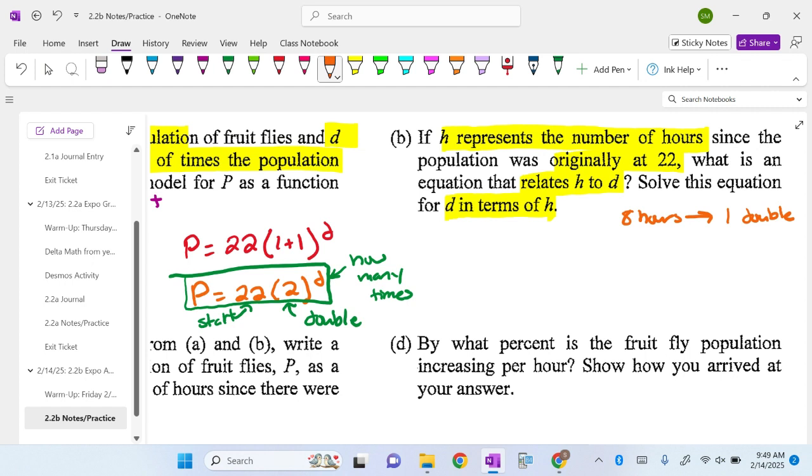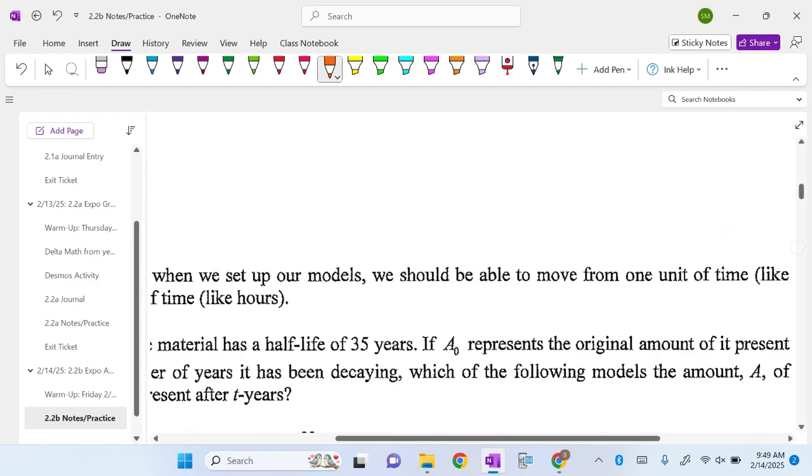But let's think about this. How much will we double in the span of 1 hour? How much do you think? So if it takes 8 hours to completely double, how much of the double will be completed in 1 hour? 1/8. So 1/8 of the double will be completed in 1 hour.